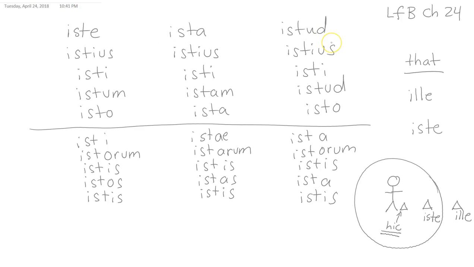So iste, ista, istud, istius, istius, istius, isti, isti, isti, istum, istam, istud, isto, ista, isto. If you have been learning your ille, illa, illud, this is easy breezy. You have no problems with it. And then our endings, we put an ist onto our stem: i, orum, is, os, is; ae, arum, is, as, is; a, orum, is, a, is. So just an ist stem. This chant is easy if you know ille, illa, illud.